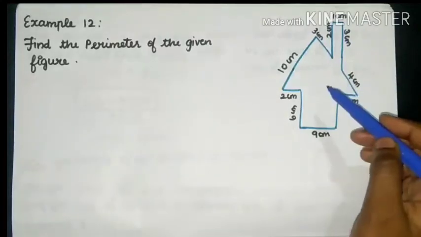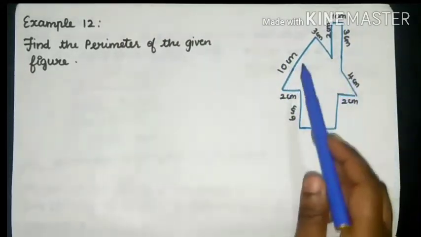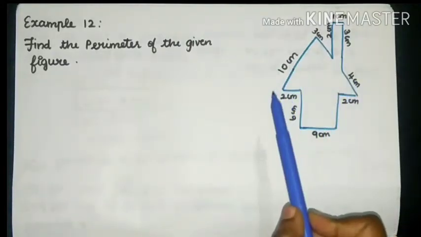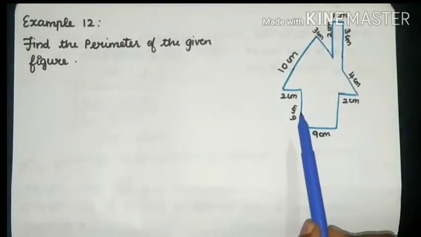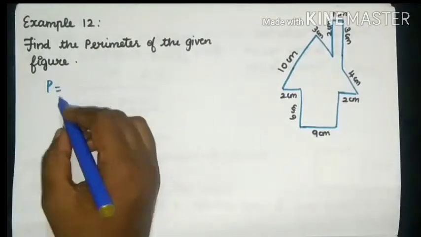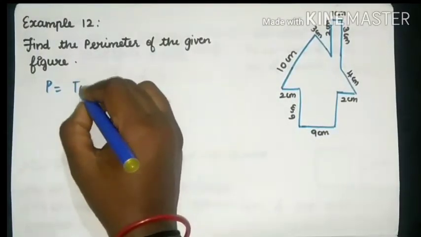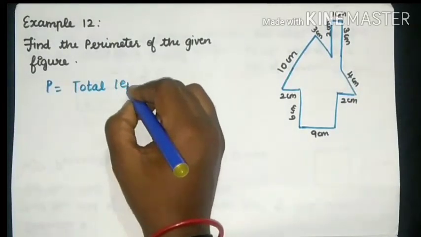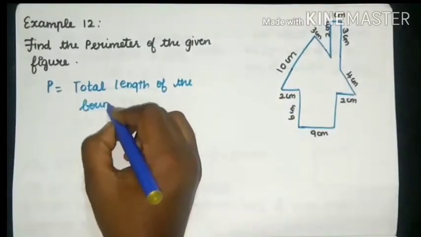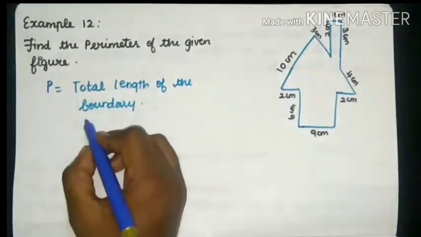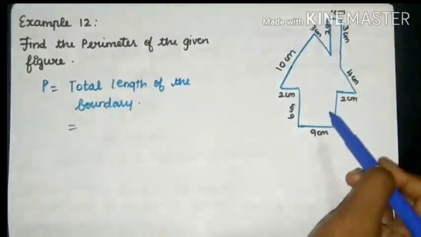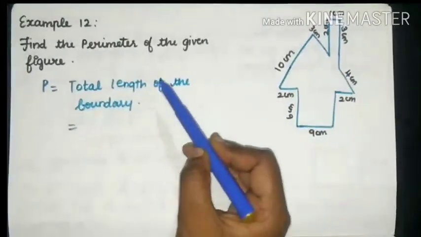A combined shape is nothing but a combination of several closed shapes. To find the perimeter of this shape, we have to add the boundaries of the combined shape. That is, perimeter of the given shape is equal to the total length of the boundary. Listen carefully. To find the perimeter of this combined shape, we have to add the total length of the boundary.